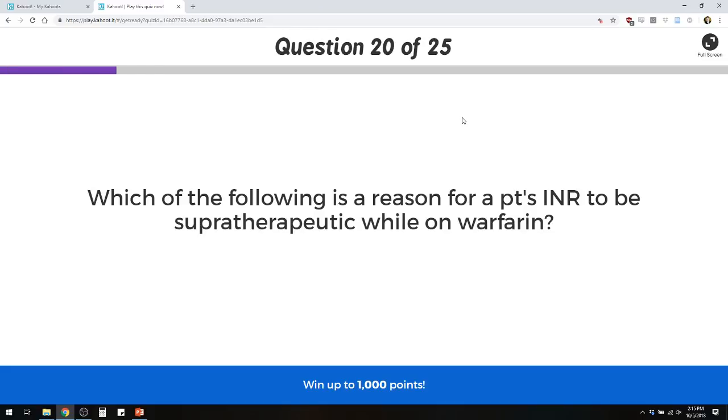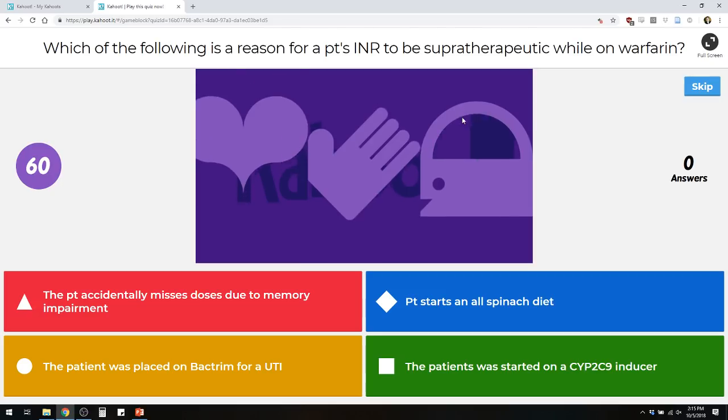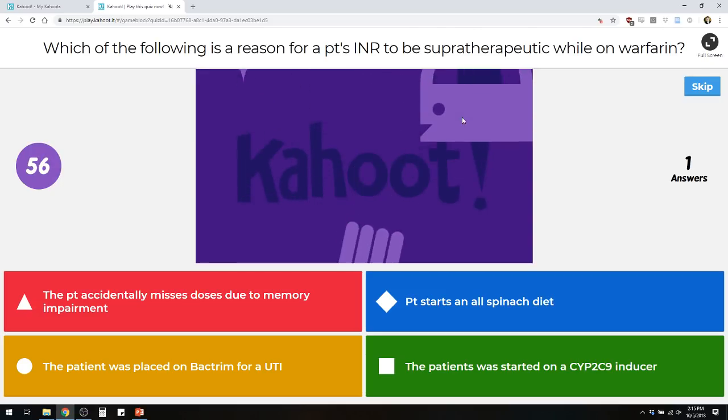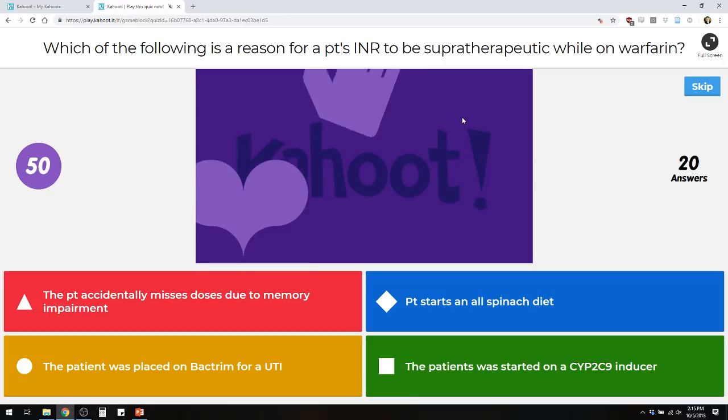Which of the following is a reason for a patient's INR to be supratherapeutic while on warfarin? Could it be the patient accidentally misses doses due to their memory impairment? The patient starts an all-spinach diet? The patient is placed on Bactrim for UTI? Or the patient was started on a CYP2C9 inducer?